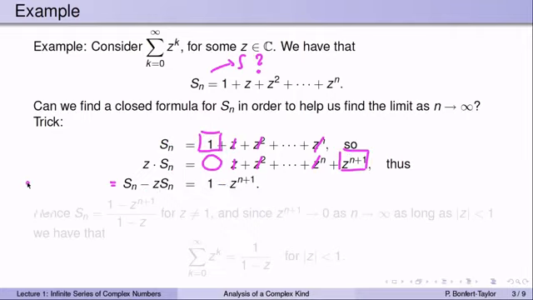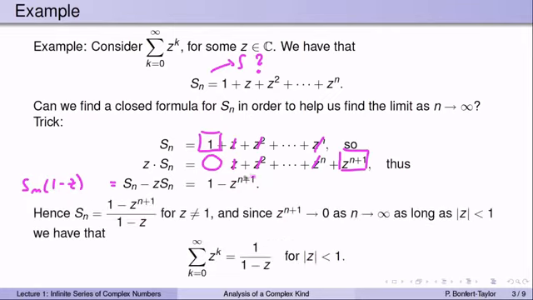But now here on the left-hand side, I can factor out an S_n. That's S_n times 1 minus z. And so I can divide both sides of the equation by 1 minus z and find that S_n is 1 minus z to the n plus 1 over 1 minus z. And all of a sudden, I have a closed form expression for S_n, and I can figure out whether it converges as n goes to infinity. And it turns out that depends on what the value of z is.